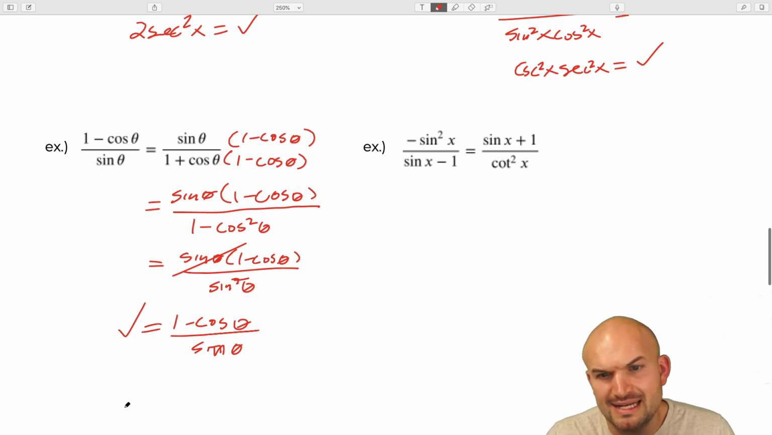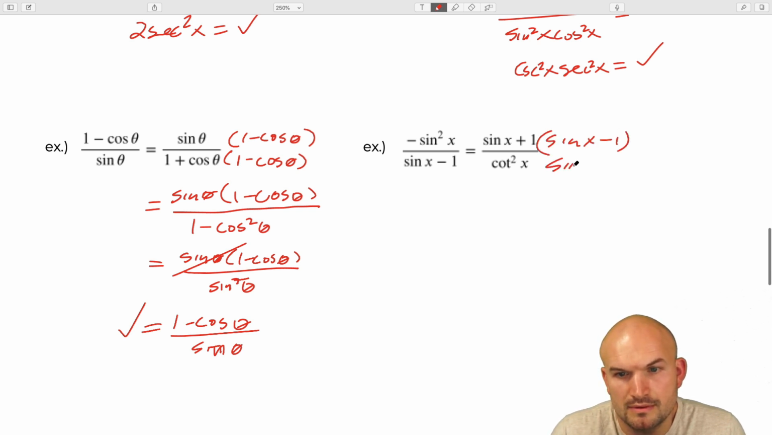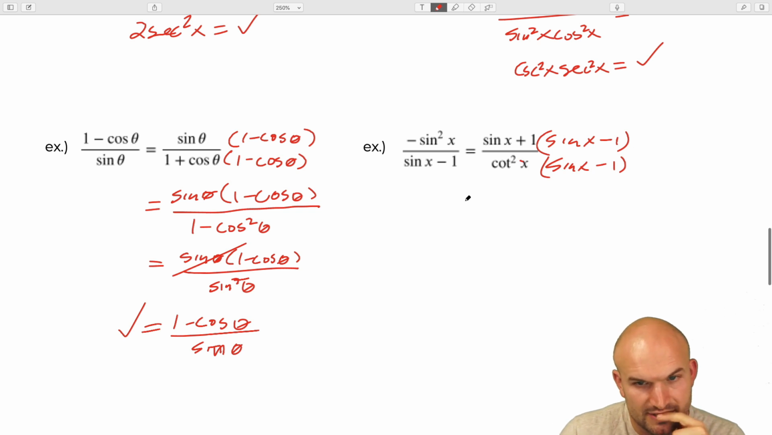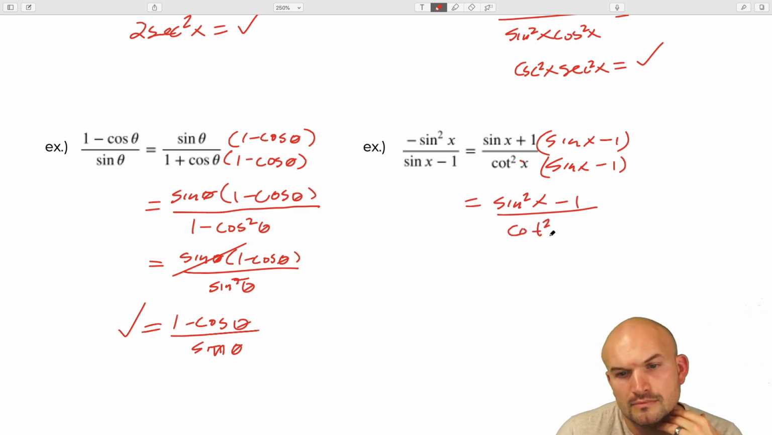So let's do the same thing on the right-hand side. Let's work through this. Again, let's multiply by the conjugate here. So let's multiply by a sine of x minus 1. Same kind of idea. We're just multiplying by the conjugate. So when you multiply by the conjugate, here we're going to get a sine squared of x minus 1 all over a cotangent squared of x.